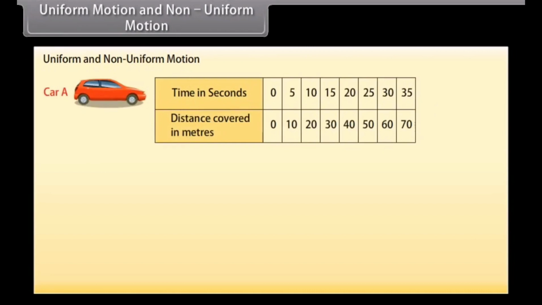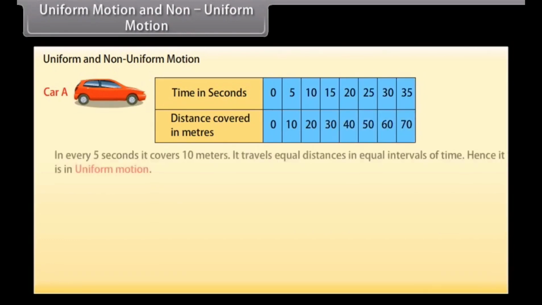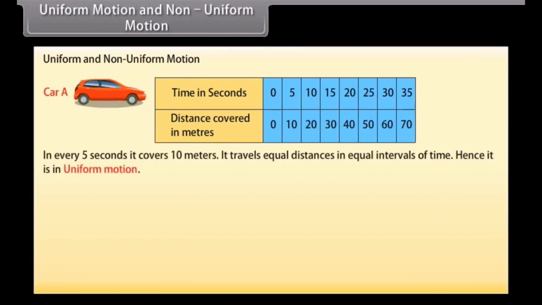Uniform motion and non-uniform motion. To understand uniform and non-uniform motion, let's take one example. Look at this table. This is the distance covered by a car A. We can see that in 0 seconds it covers 0 meters. In 5 seconds it covers 10 meters. In 10 seconds it covers 20 meters and so on. Or we can say that in every 5 seconds it covers 10 meters. It travels equal distances in equal intervals of time. Hence it is in uniform motion.